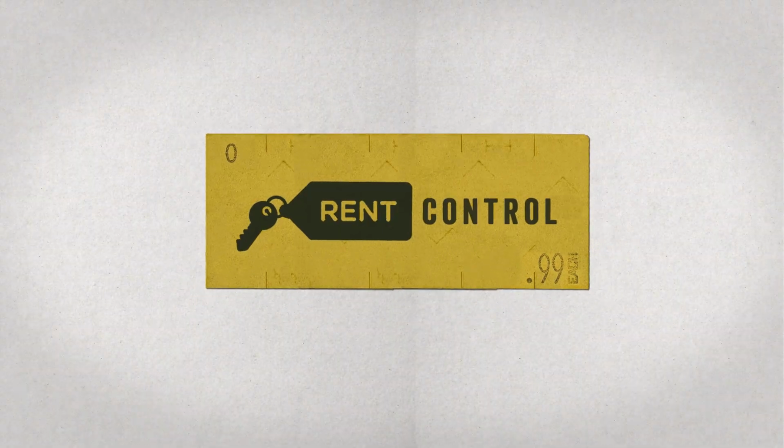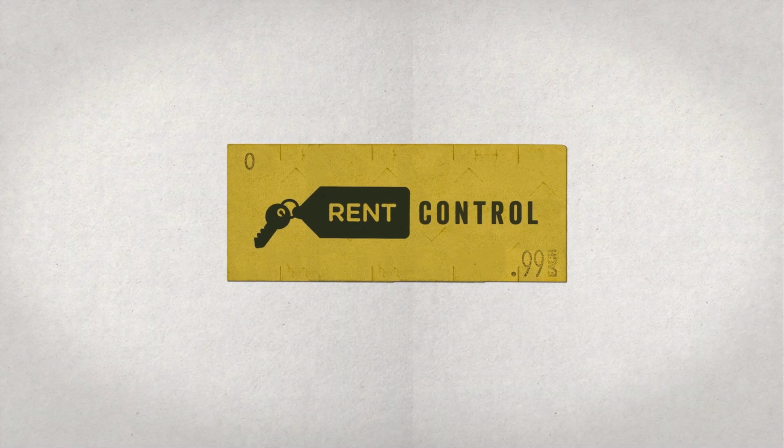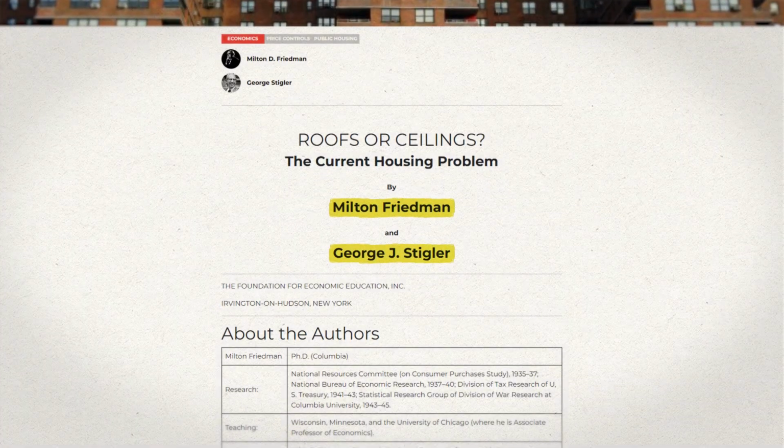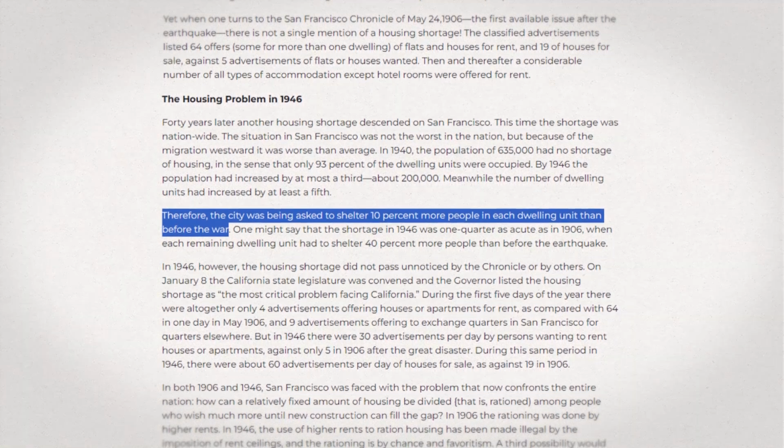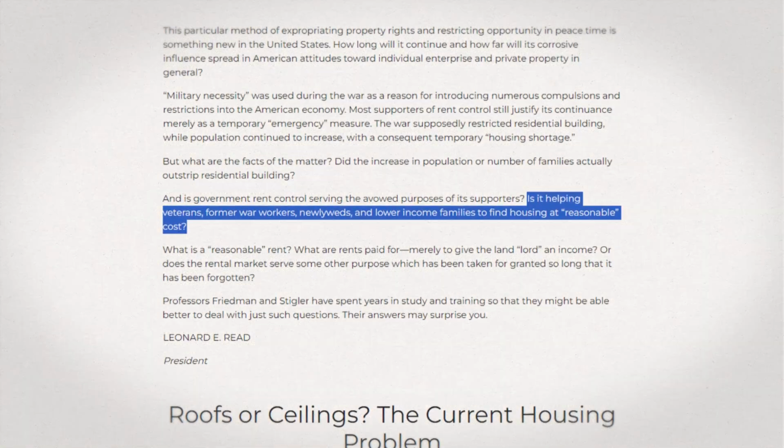Now let's watch how this plays out in real life, using rent control as an example. Step 1, rent control is introduced. Friedman and Stigler emphasized that rent control policies are often implemented with good intentions, like protecting tenants from rising rents.